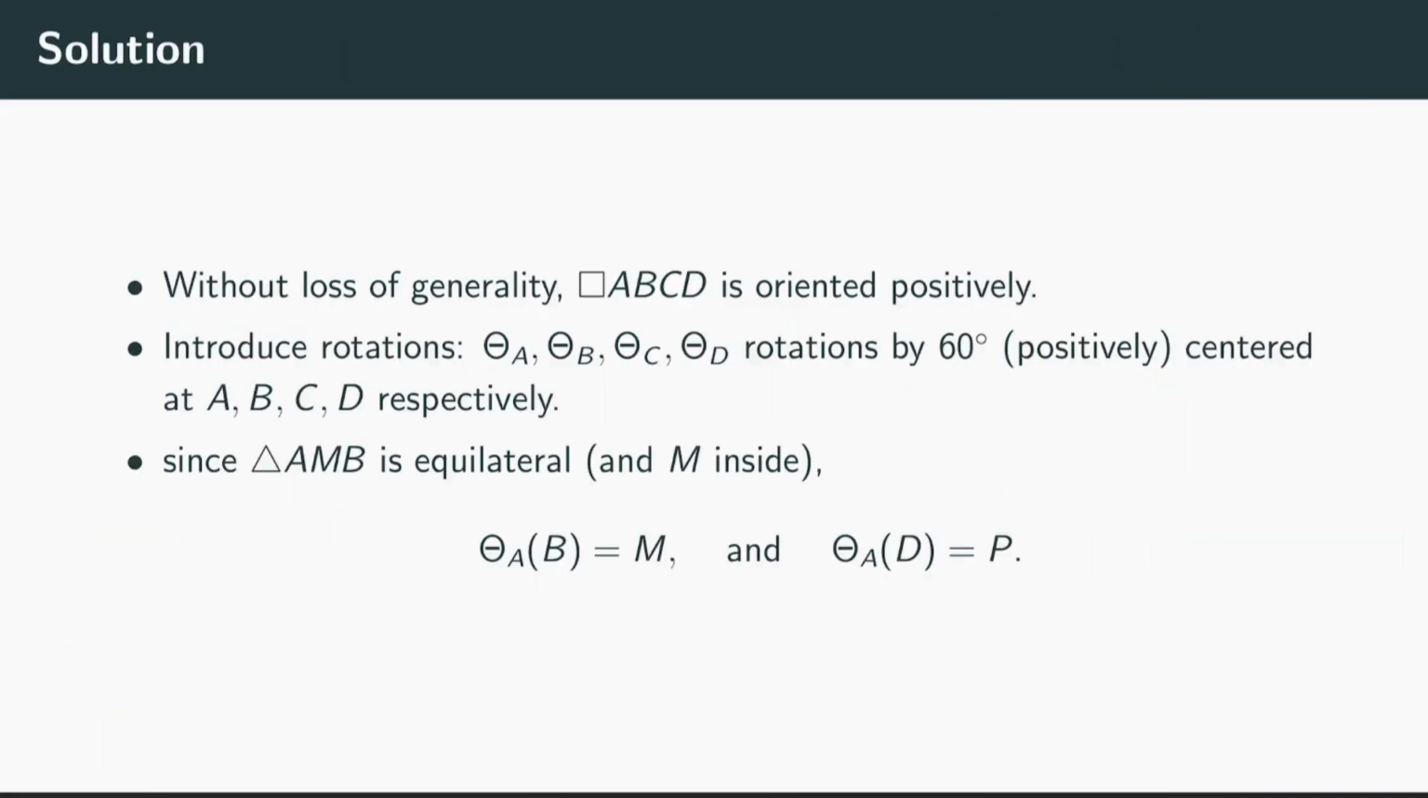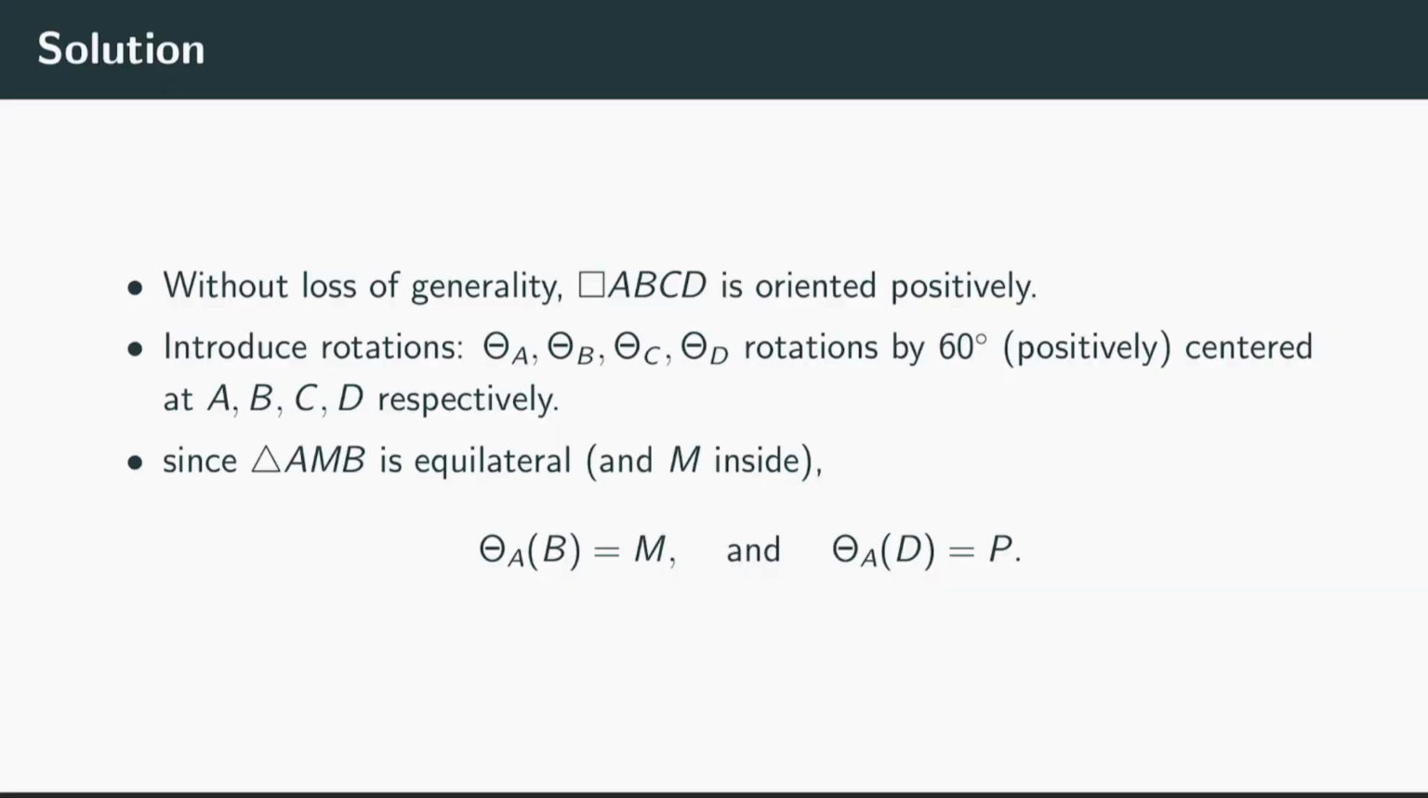Okay, so without loss of generality, my triangle ABCD is oriented positively. I introduce 4 rotations, each of them by 60 degrees. And for all of them, I'm going to take it to be a counterclockwise rotation, so a positive rotation. And I'm going to make the centers be A, B, C, and D, respectively.